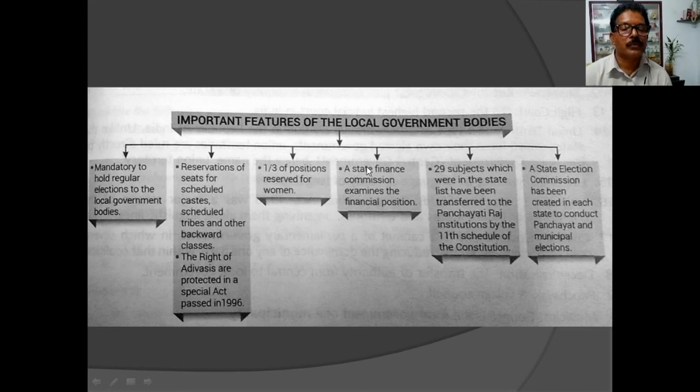Then a state election commission has been created in each state to conduct panchayat and municipal elections. It is their duty. And many subjects in the state list have been transferred to Panchayat Raj institutions. And many powers are also given. Not only many powers are given, sources of revenue are also clearly given to the local self-governments for their developments.